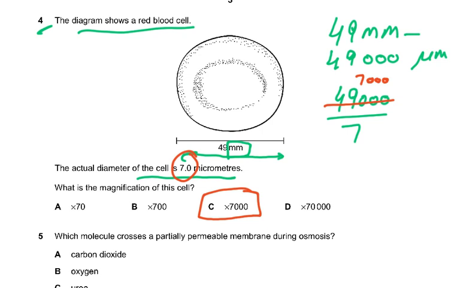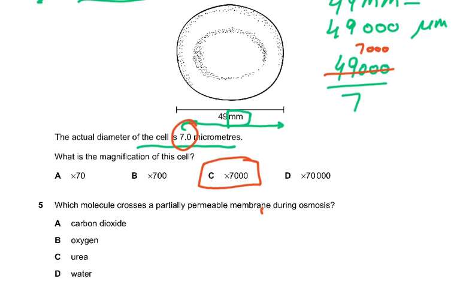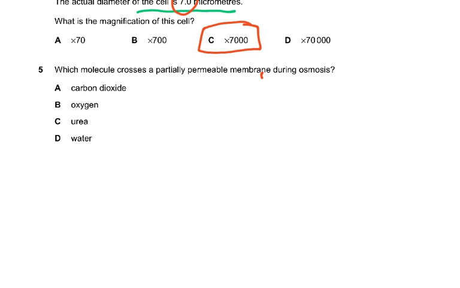C. Which molecule crosses a partially permeable membrane during osmosis? Well, what is osmosis? Everybody knows in osmosis what happens. It's the water molecule.